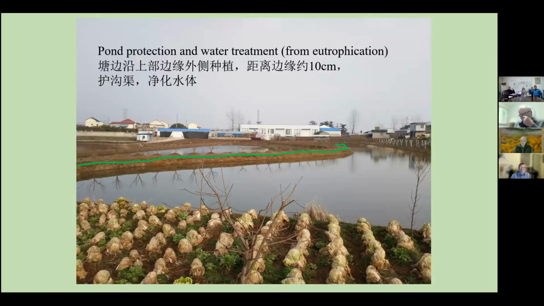And for ponds, at the edge of the ponds, we still plant some Vetiver around the ponds, just to protect the pond slopes, and at the same time we can purify the pond water from eutrophication, because some nutrients from the soil or from the agricultural lands sometimes move into the ponds, into the water. We can use a Vetiver system around the ponds to absorb some nutrients from the water. Then we can reduce the eutrophication of the water body.